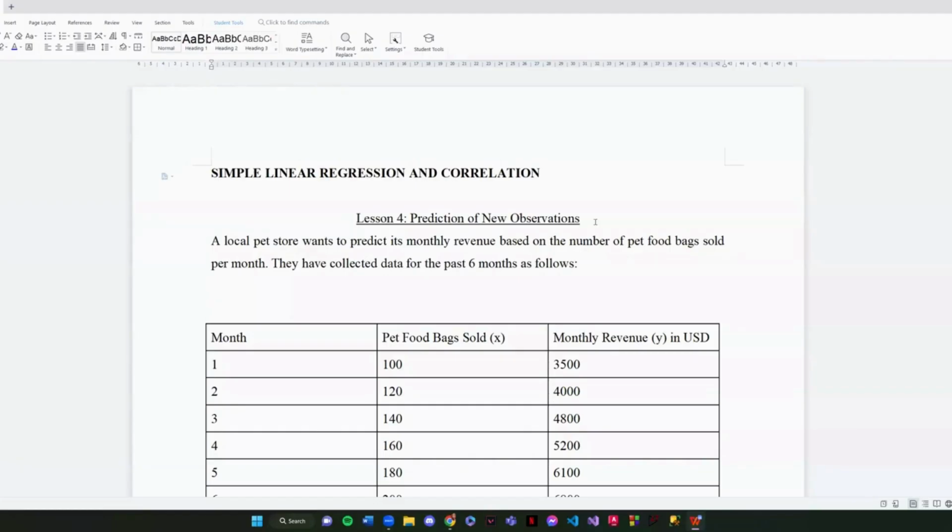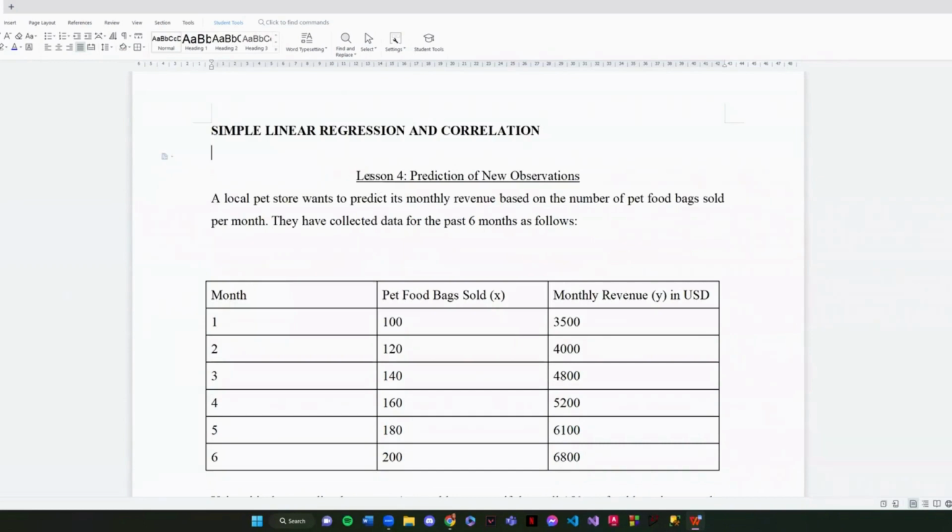Hello everyone, good day. So here we have lesson 10, simple linear regression and correlation. We have topic 4, prediction of new observations. So, a local pet store wants to predict its monthly revenue based on the number of pet food bags sold per month. They have collected data for the past 6 months as follows.